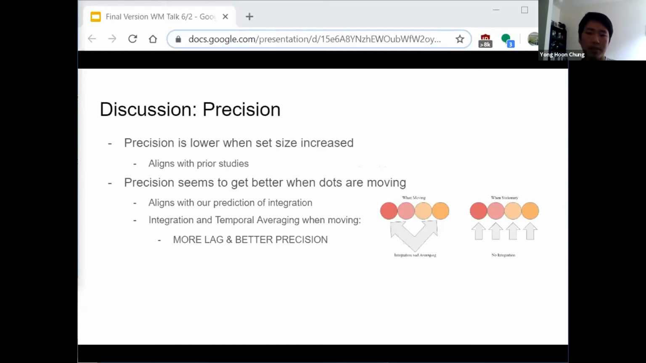Precision is lower when set size increased, which aligns with prior studies of working memory. But precision also seems to get better when dots are moving around. Now, this aligns with our prediction of integration. Because there was integration and temporal averaging when dots were moving around, there seems to be more lag, because participants are incorporating the past colors, but better precision because they are averaging many noisy color representations.